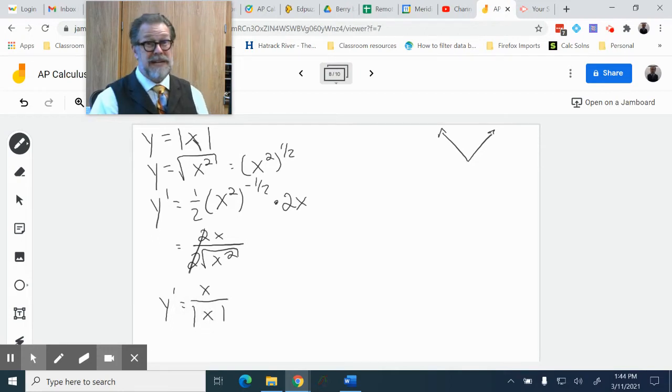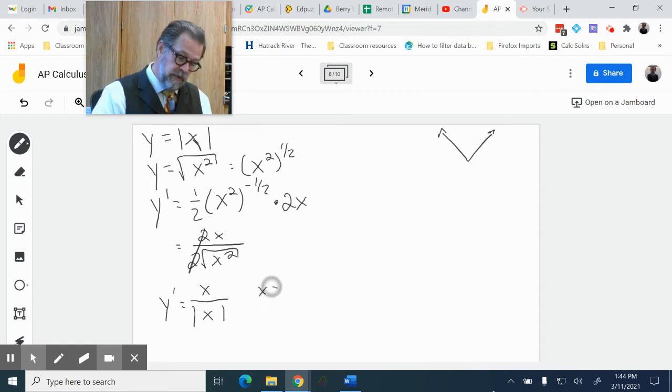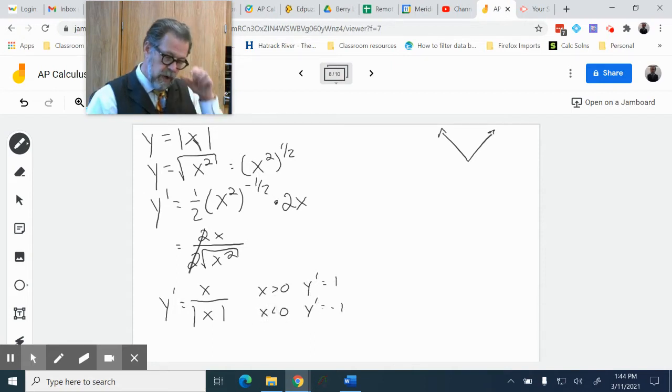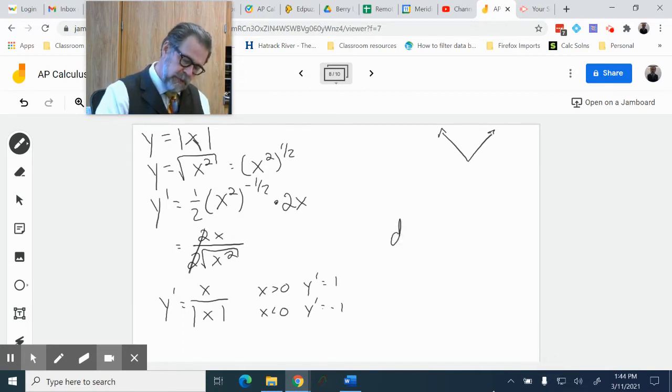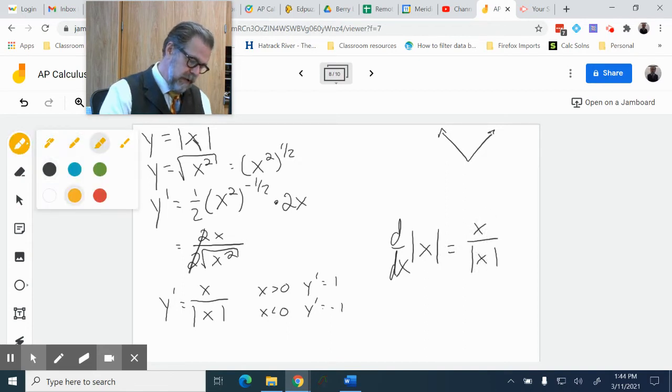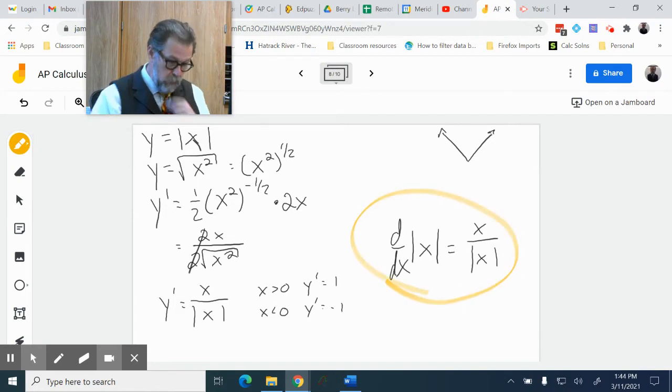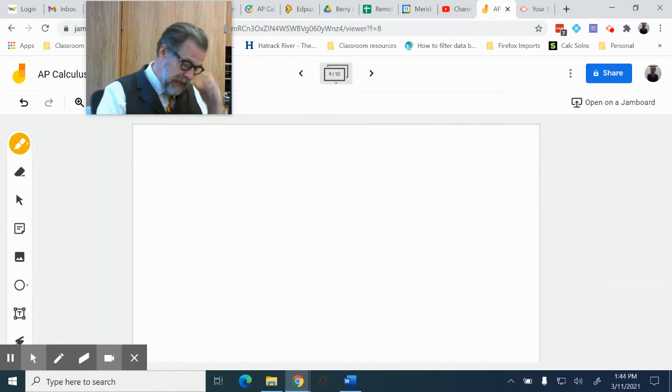And if you think about it, this is always equal to 1, but if x is positive, this will be equal to positive 1, and if x is negative, then this will be equal to negative 1. So in your notes, you can go ahead and write down the derivative of absolute value of x is x divided by the absolute value of x. Cool.